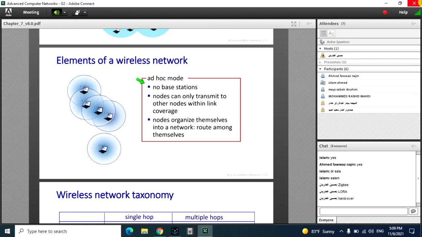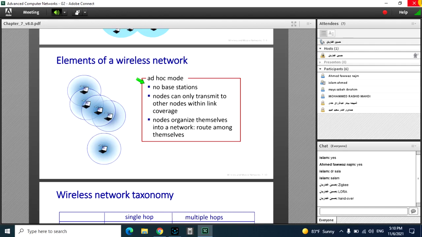So in ad hoc mode, the only way to communicate with the other systems is that I have to use the communication capabilities of other nodes in my network. It means that the wireless nodes in an ad hoc network act as a relay, as a separate wireless router. While they are sending information, they have to forward the packets belonging to other nodes of the ad hoc network.